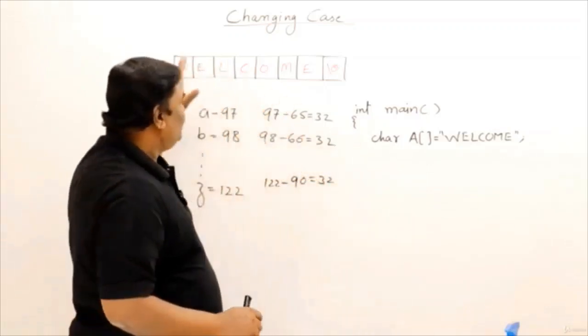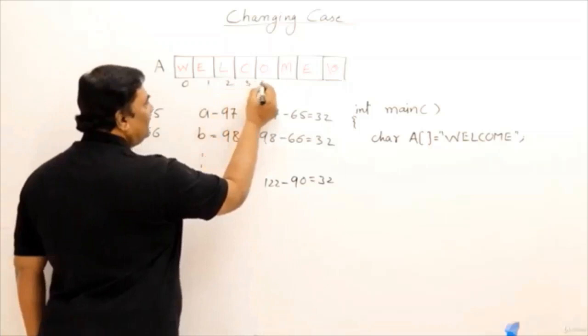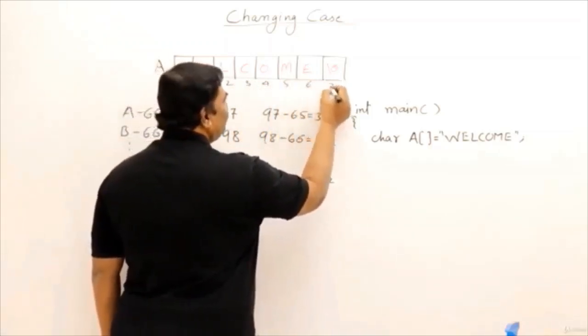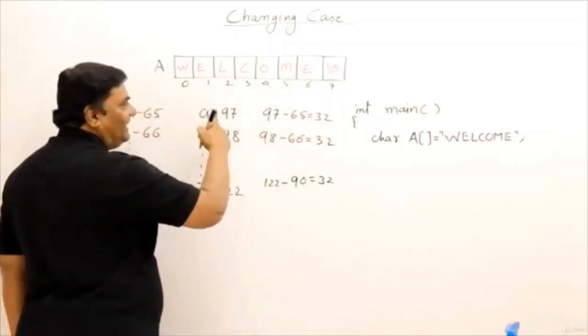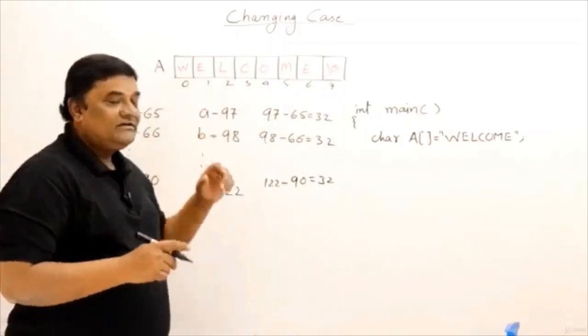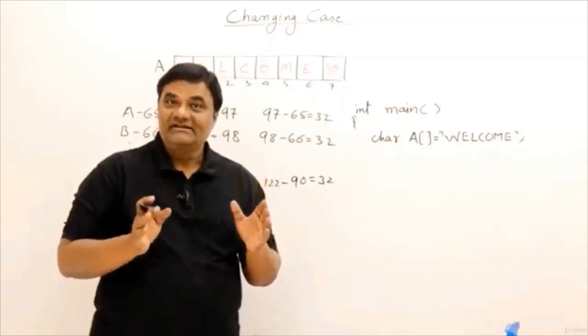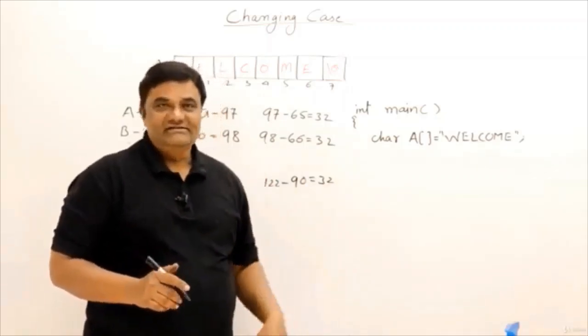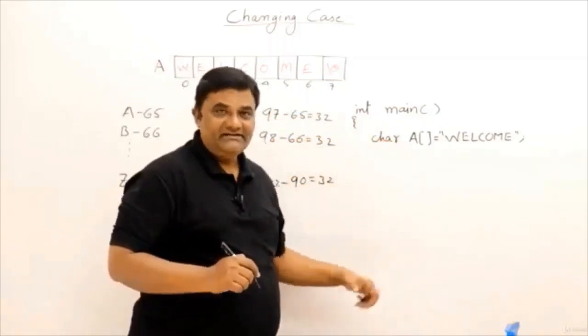I will add 32 to all these alphabets, starting from index 0. These are the indices, right? Starting from index 0 up to the end of the string, I will add 32 to all of them, as those are already in upper case. So you should already know what the present case is, then you can change the cases. Let me write the procedure for converting the cases.